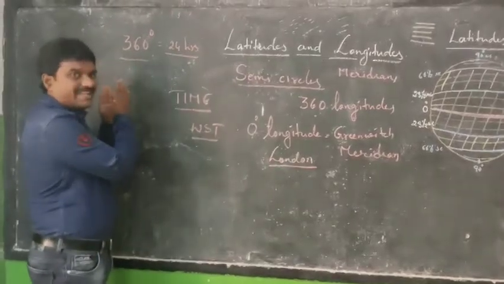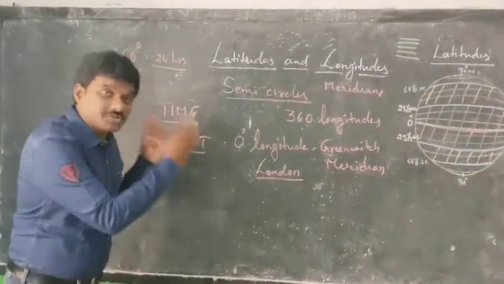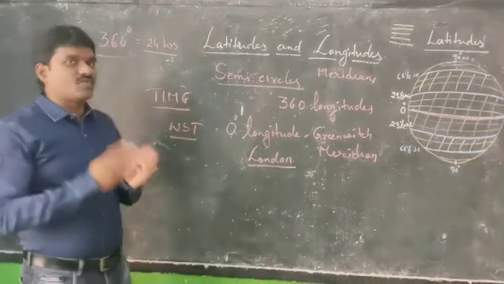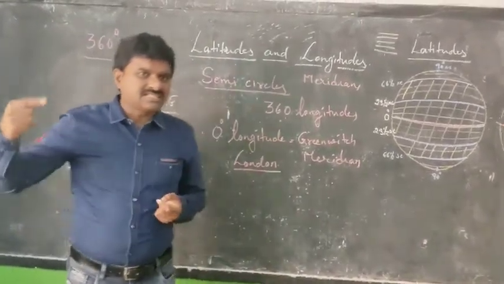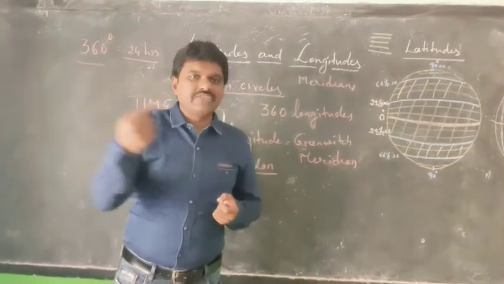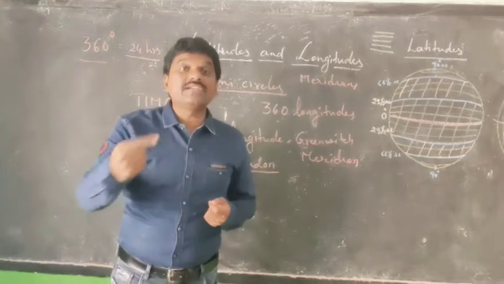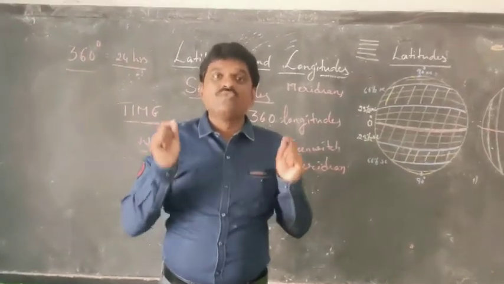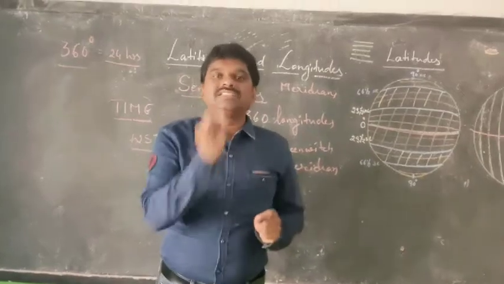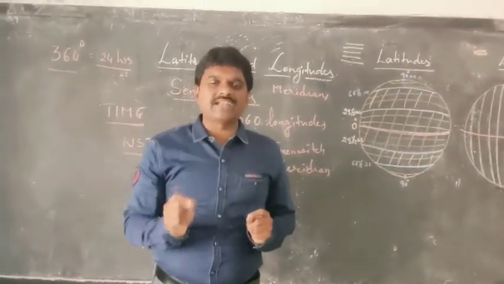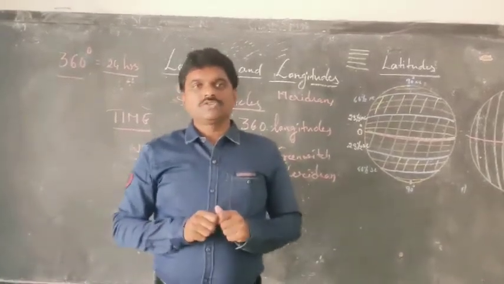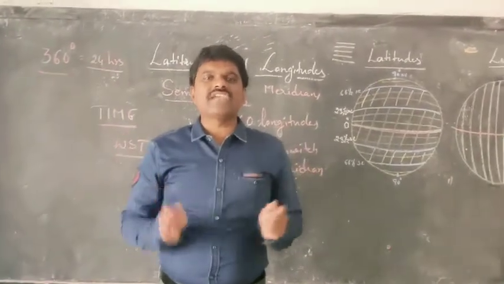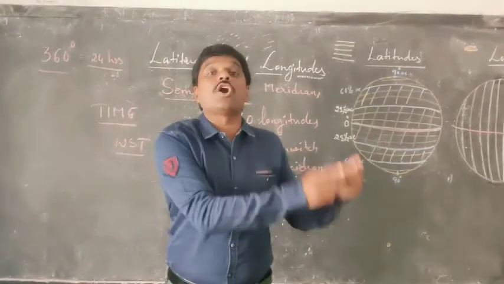For the sun's rays to pass all 360 longitudes takes 24 hours. In the sense, the sun's rays take 4 minutes to pass each longitude. This calculation is very important in the 10th standard in the calculation of time, so keep in mind that the sun's rays take 4 minutes to pass each longitude.